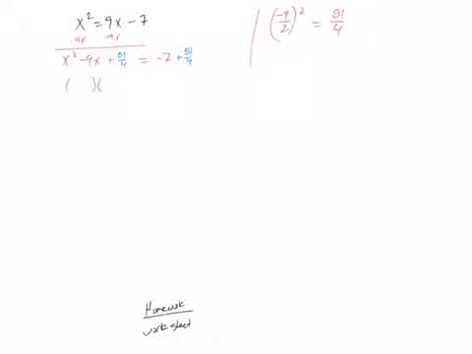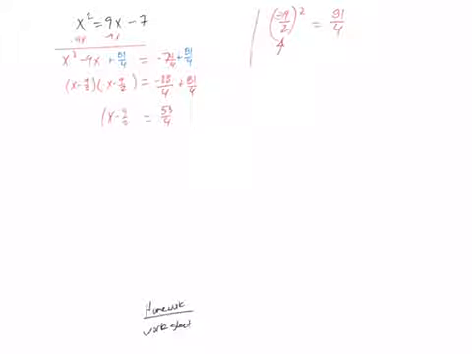Simplifying down, this left-hand side is going to factor to x minus 9 over 2. Again, I got that from right in there. It's minus signs because this is a negative. If it was a positive, those would be positive signs. This is going to equal, if I multiply this by 4 over 4, negative 28 over 4 plus 81 over 4, which is equal to 53 over 4.